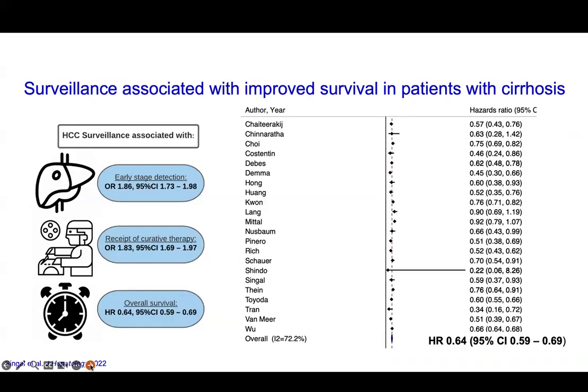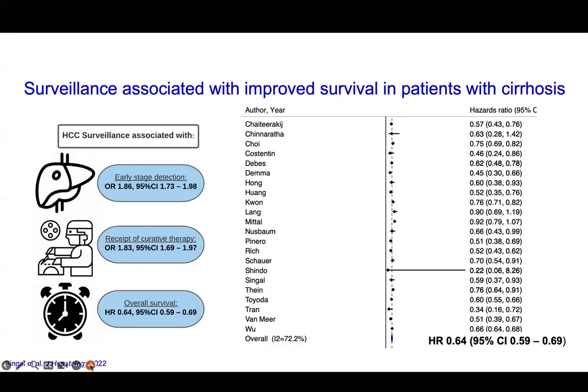Now, why do we do surveillance? When you look at why we do things, we like to know that doing something leads to value. And hands down, in multiple studies, surveillance has been associated with improved survival in individuals with cirrhosis. We break this down when looking at patients that don't have cirrhosis, but if we concentrate on the cirrhotic population, the studies clearly show that we find cancers at an earlier time when curative options are available, and that improves survival.